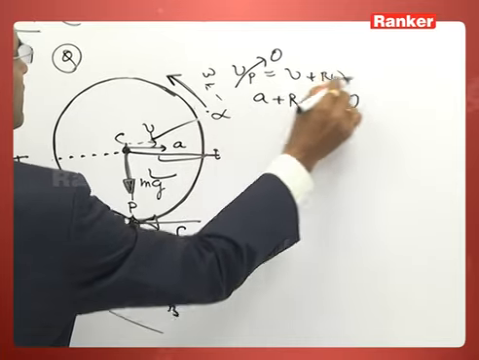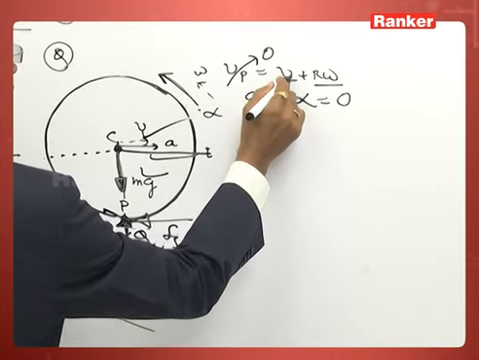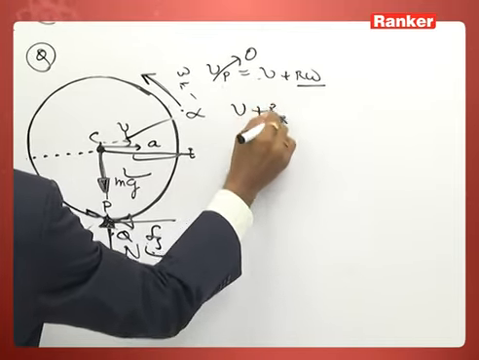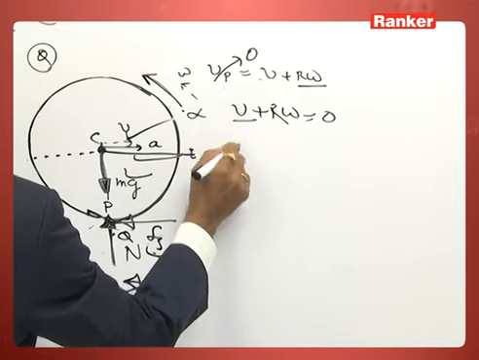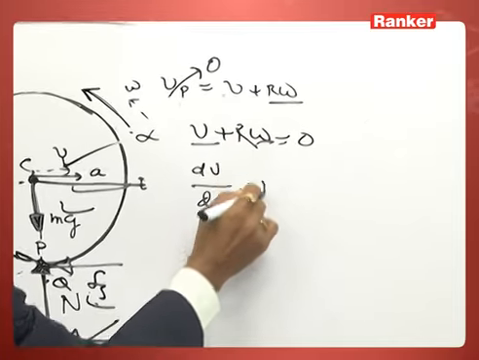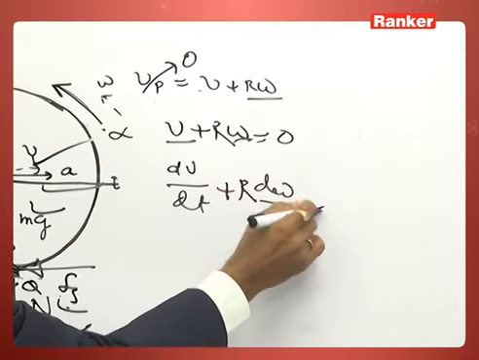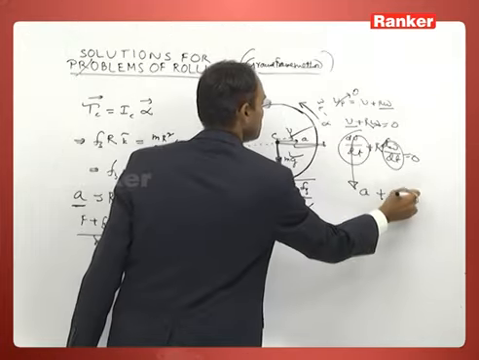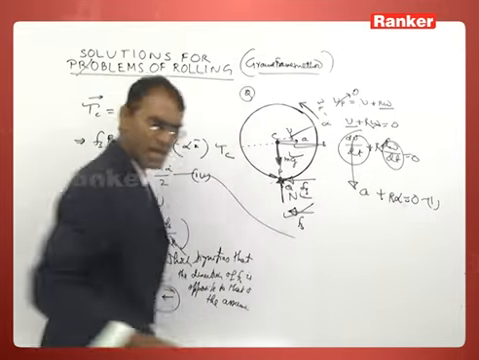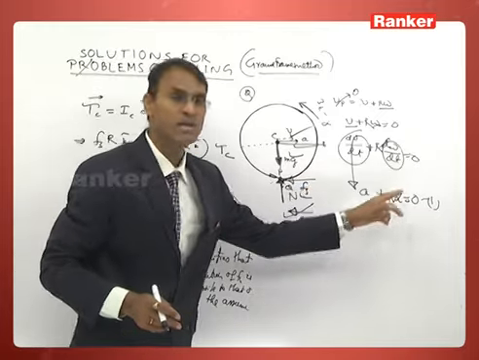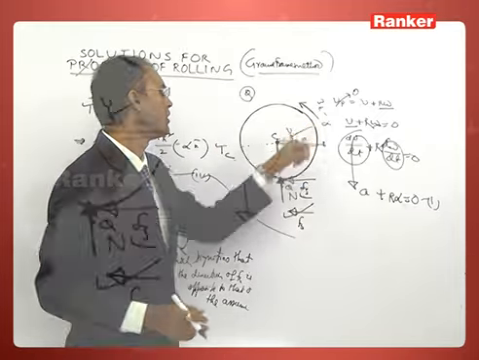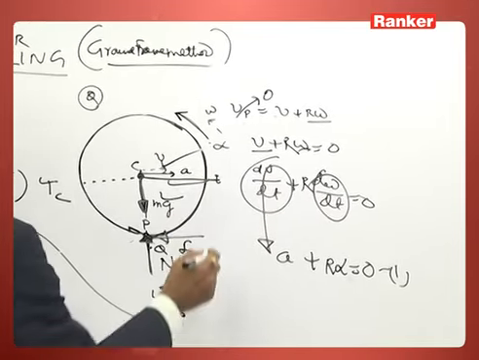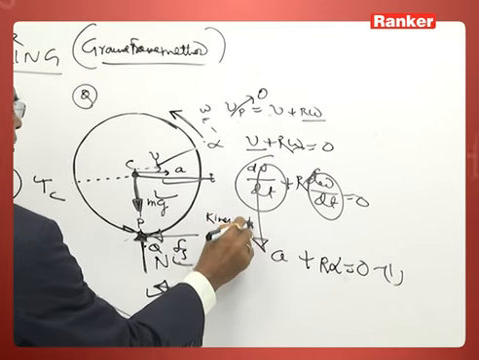Then we can differentiate both sides to get A. From the basics, the derivative of this is dv by dt, and the derivative of this is r d omega by dt, equal to 0. This is the acceleration of the center of mass, and this is the angular acceleration of the rigid body. In equation number 1, instead of A minus R alpha equal to 0, you have to write A plus R alpha equal to 0, based upon this assumption of anticlockwise alpha. These are the kinematical equations.